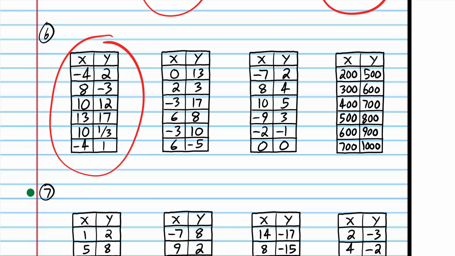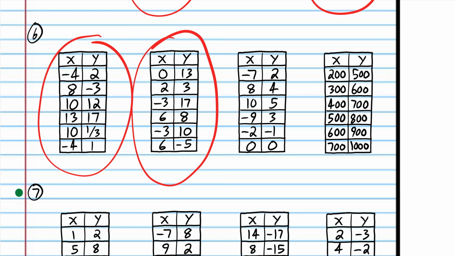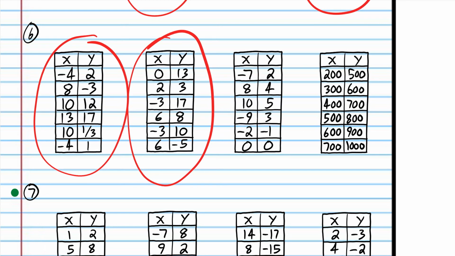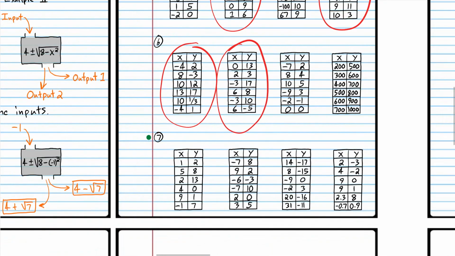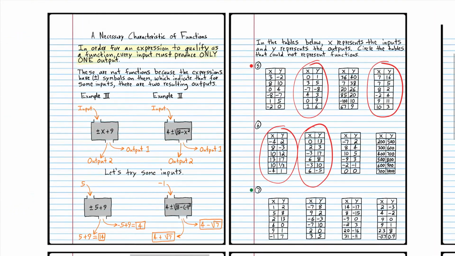Here we have -3 repeated, and we have 6 also repeated, so that does not qualify. I don't see any numbers repeated in the other tables, so it looks like they can represent functions. So I want you to try number 7.